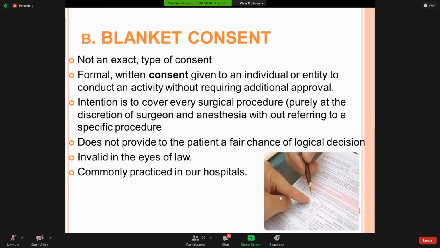Okay, it is formal, and it is also a written consent, given to an individual or entity to conduct an activity without requiring additional approval. The intention is to cover every surgical procedure purely at the discretion of the surgeon and anesthesia, without referring to the specific procedure.